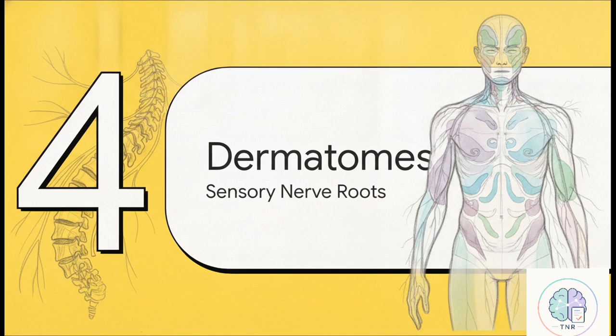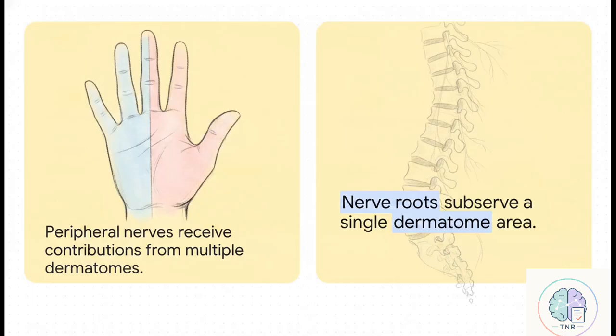So we've mastered the internal wiring. Let's hit section 4 and transition to the outside of the body with dermatomes. This right here brilliantly illustrates a vital diagnostic distinction, differentiating a peripheral nerve injury from a spinal root injury. Dermatomes are areas supplied by a single nerve root, while peripheral nerves often get contributions from multiple roots.